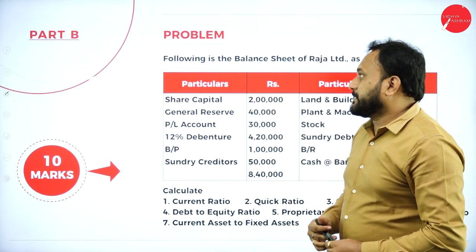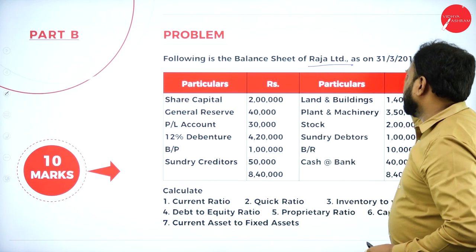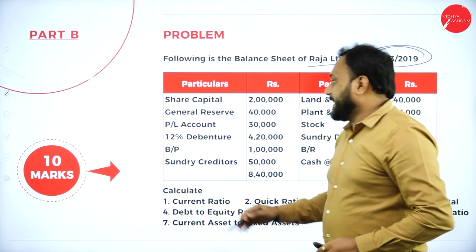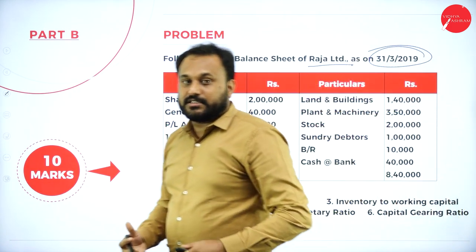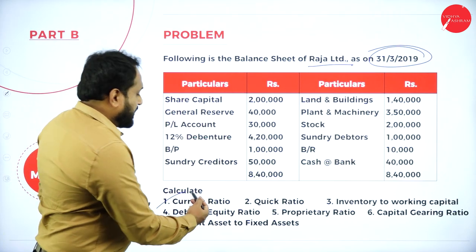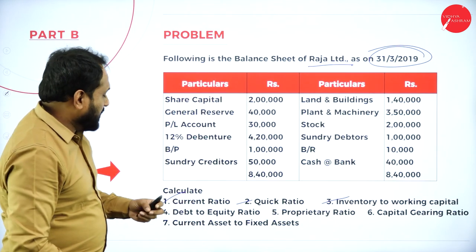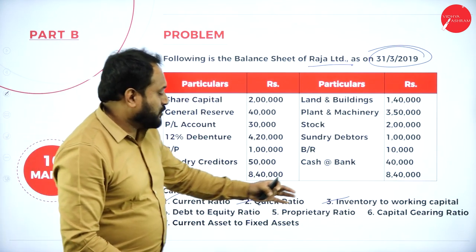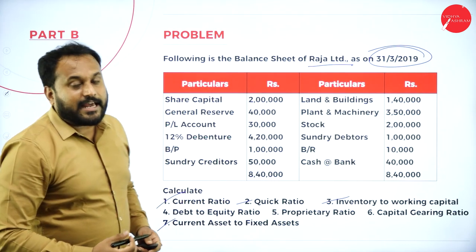Next question we have is the part B, that is here we have the following balance sheet of Raj Limited, 31st March 2019. The minute I see these type of question, I know that it is a ratio analysis chapter. What have they asked us? Calculate current ratio, quick ratio, inventory to working capital, then debt to equity ratio, proprietor ratio, capital gearing ratio, and current asset and fixed asset.